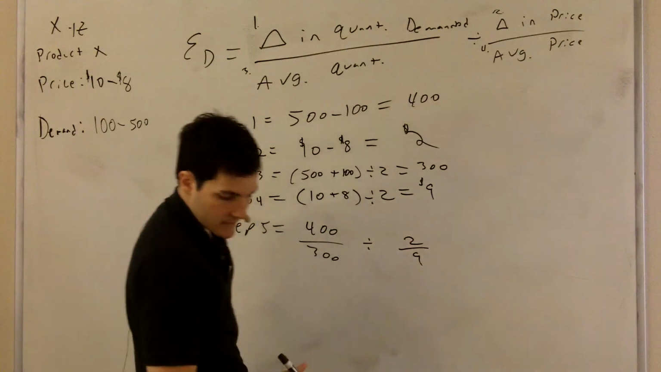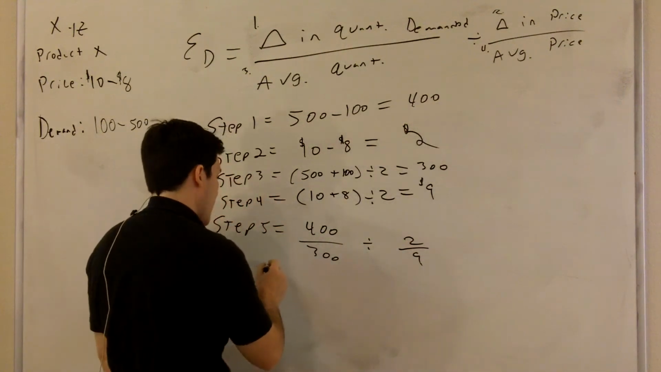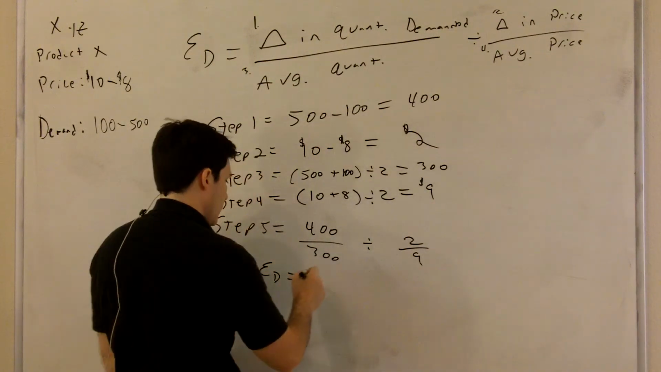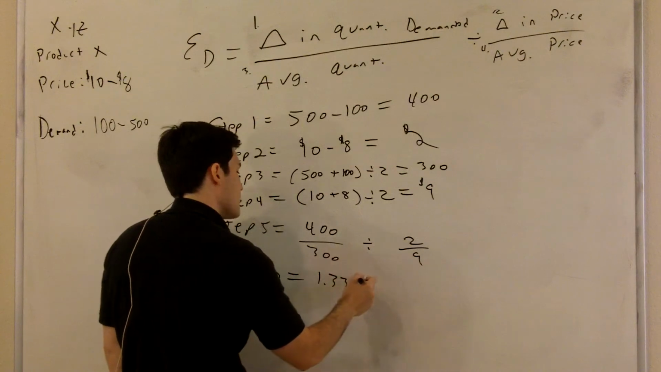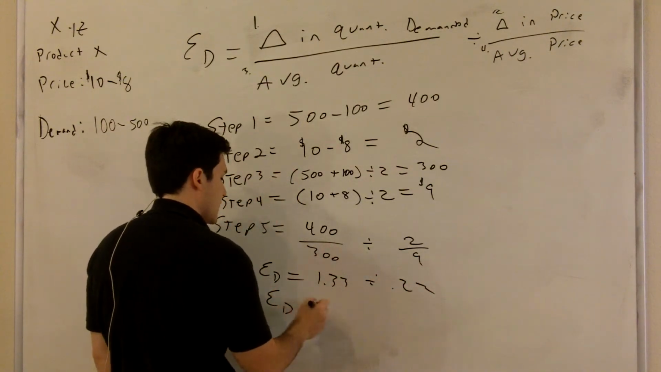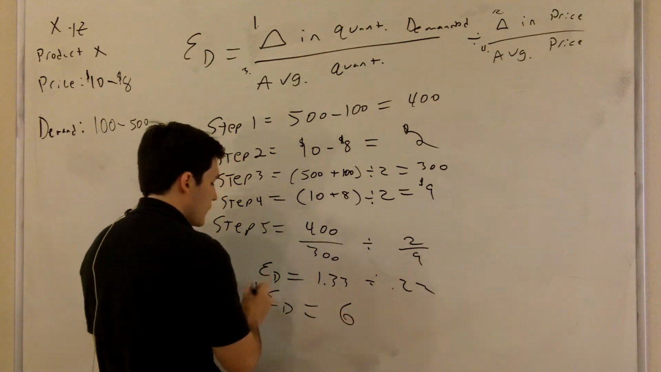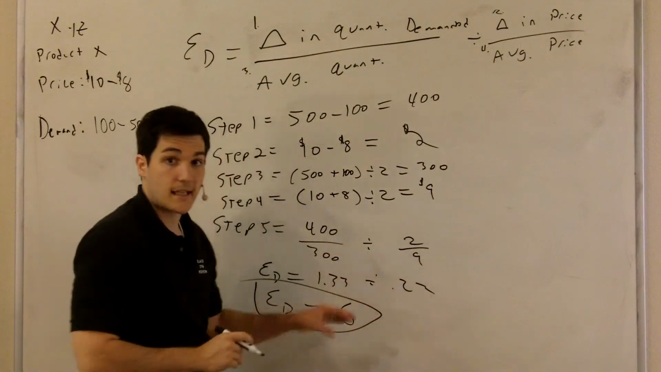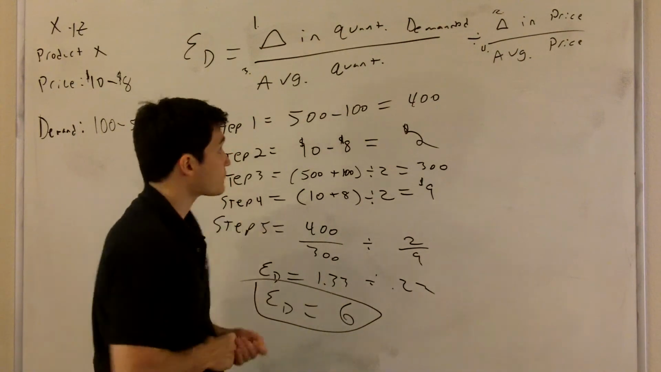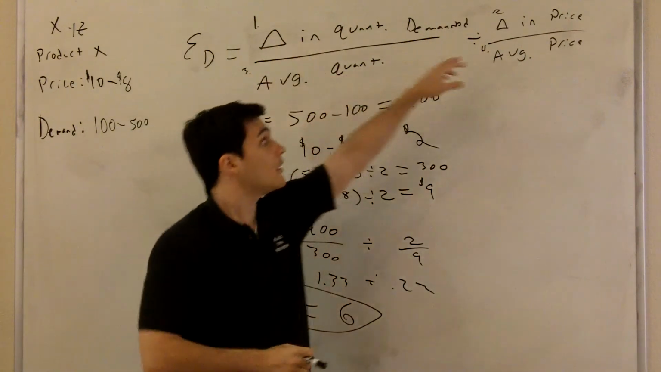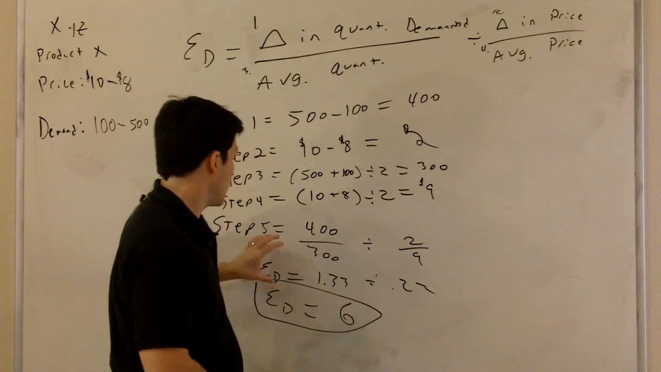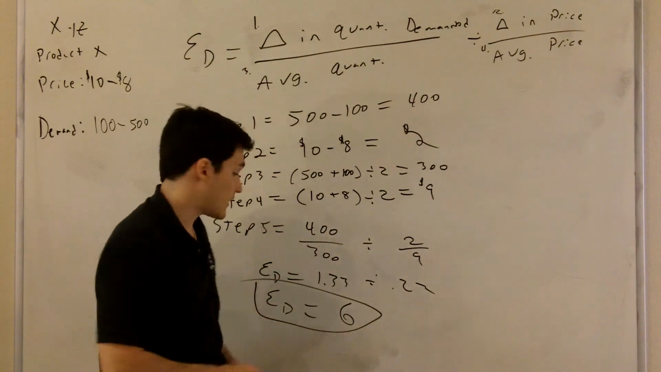Okay, so what's that give us? We've got elasticity of demand equals 1.33 divided by 0.22, or elasticity of demand equals 6. So this is your answer. This is your elasticity of demand, your price elasticity of demand. So there's 5 steps essentially. You're going to go through each part of the formula and then add it all together, plug it in, you get your answer here.